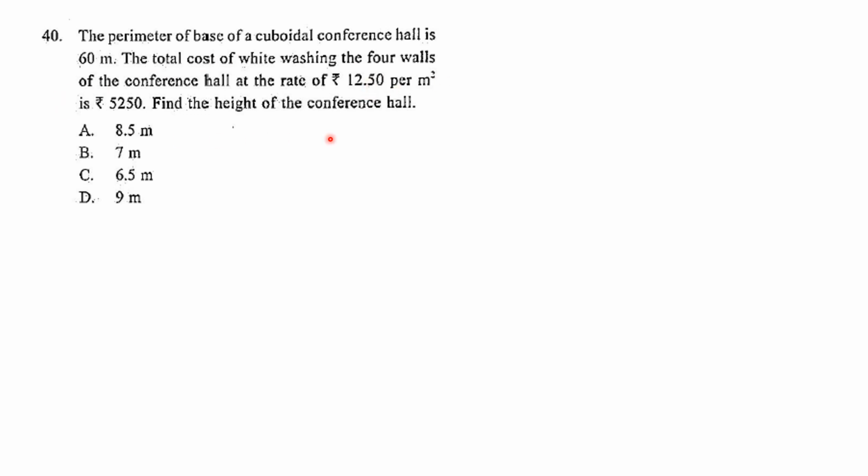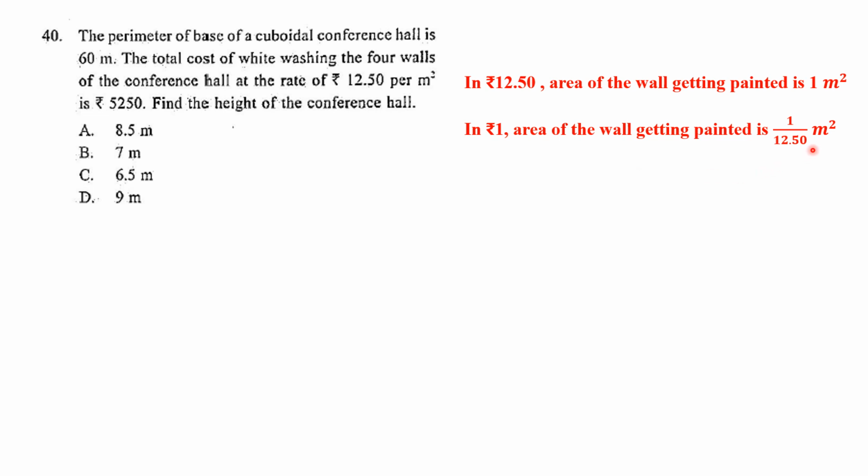So from this information, first I will try to find out what is the area of the 4 walls, right? To solve these types of questions, we have to use the unitary method, isn't it? So what I will write, in 12 rupees 50 paise, the area of wall getting painted is 1 meter square, which is given in the question, right? As I am using the unitary method, I will first find the value for 1. So in 1 rupee, the area of the wall getting painted is 1 by 12.50 rupees, right? And what you have to find, in 5,250 rupees, how much area is getting painted. So it will be 1 by 12.50 into 5,250.